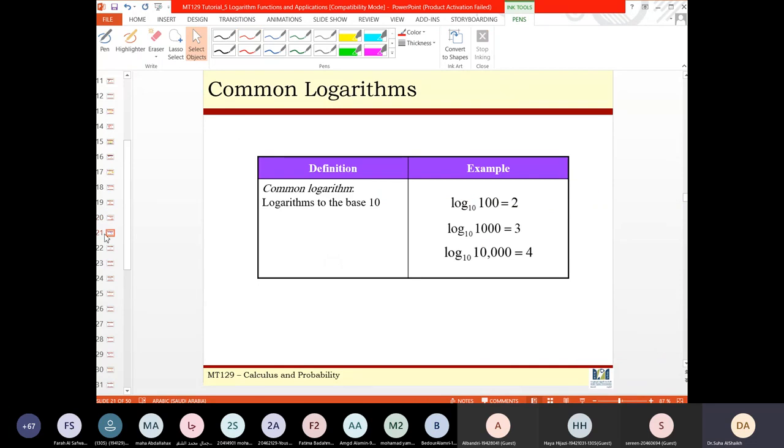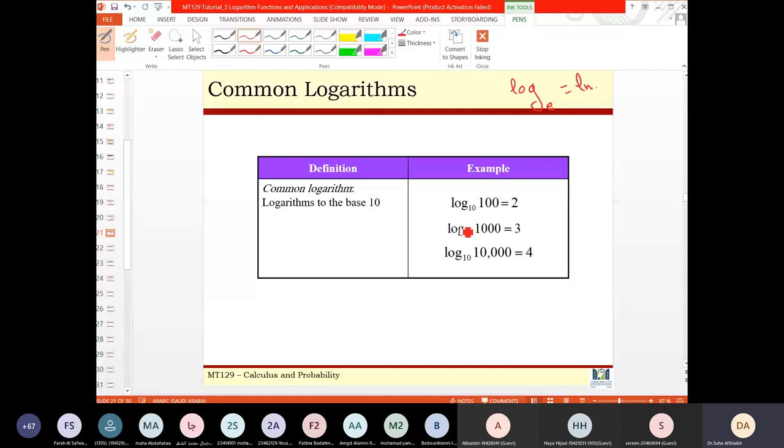Now the common logarithm. ln is a special type of logarithm. As well, you will see on your calculator that you have log. Log base e is what we call the ln, by the way. Log when its base is e is ln. Okay?